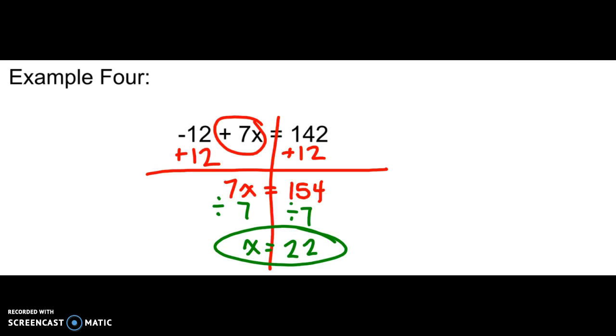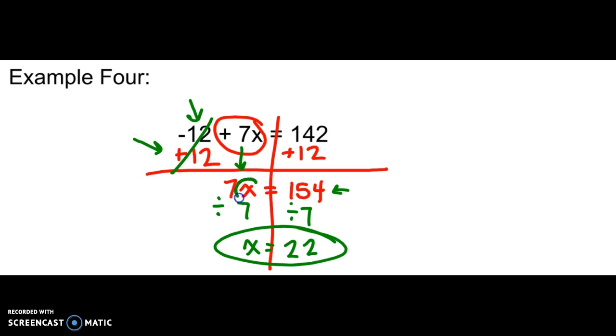So again, I started by circling that 7x and drawing my line through the equal sign. I then was left with this minus 12 I needed to get rid of, and the opposite of that is a plus 12. So I did that, canceling my minus and plus 12 out, but that left me with a 7x over here that I got to bring down, and 142 plus 12 left me with 154.